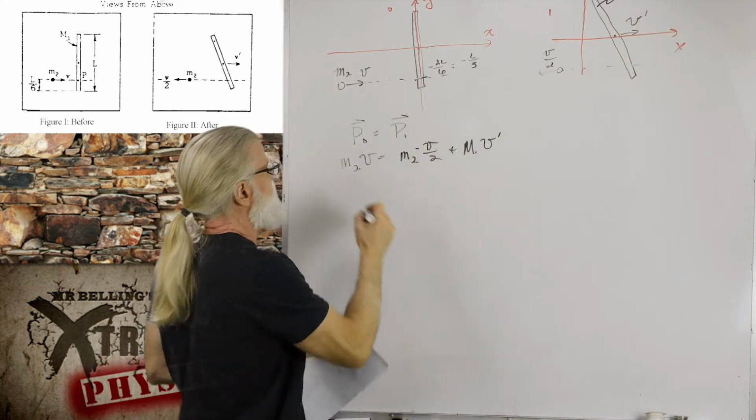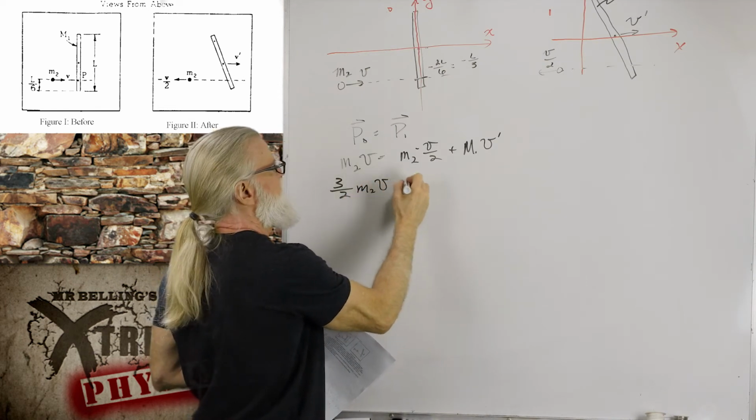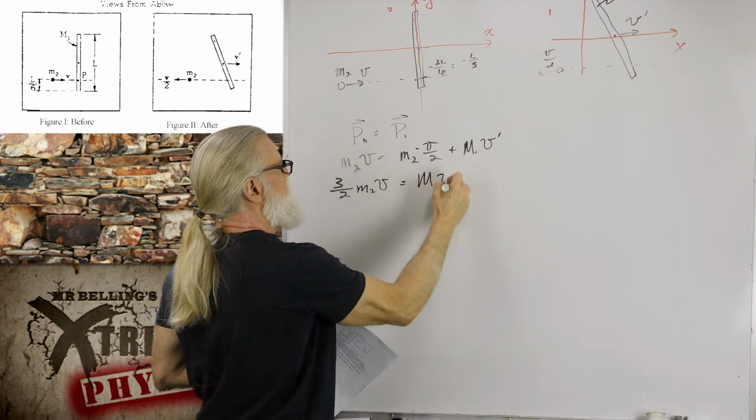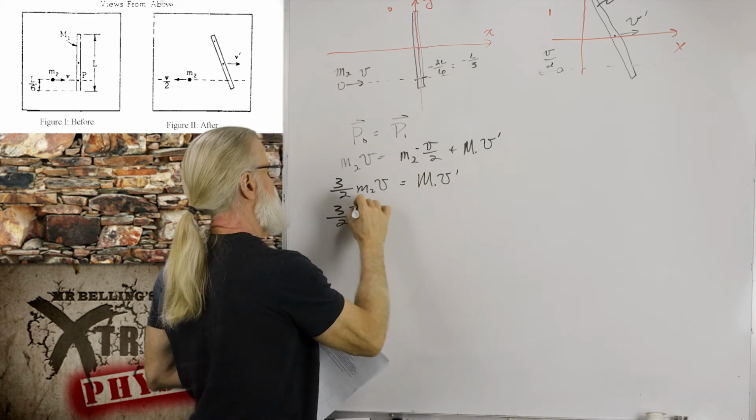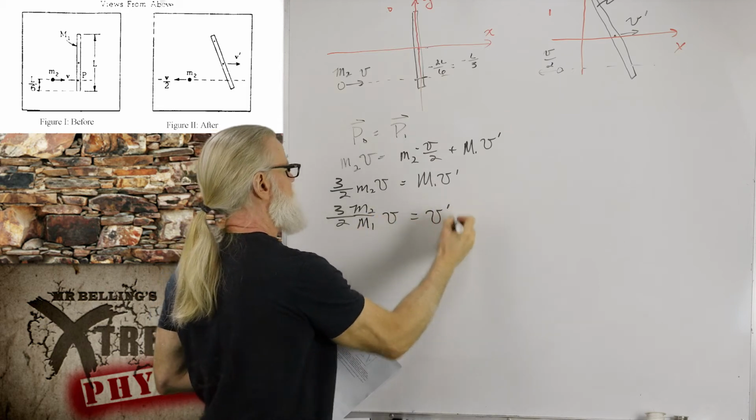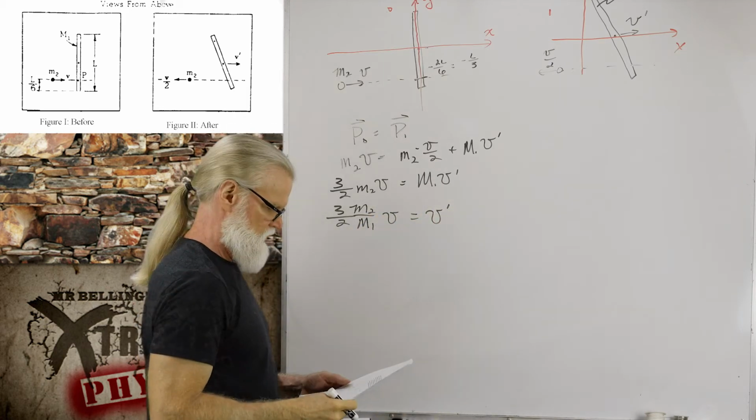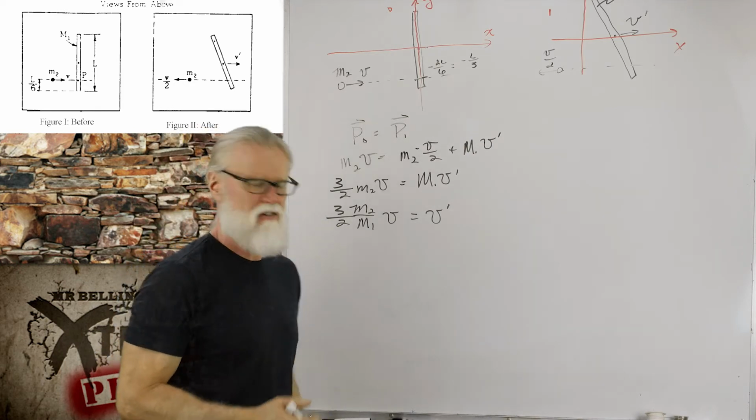All right, so what do we have? 3 halves M2 V equals M1 V prime, or 3 halves M2 over M1 V equals V prime. All right, I think that's it. That was pretty straightforward, actually.